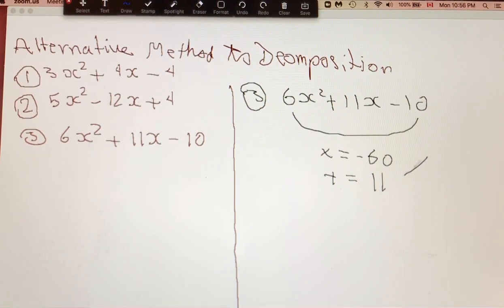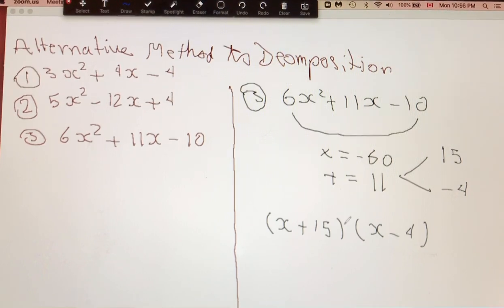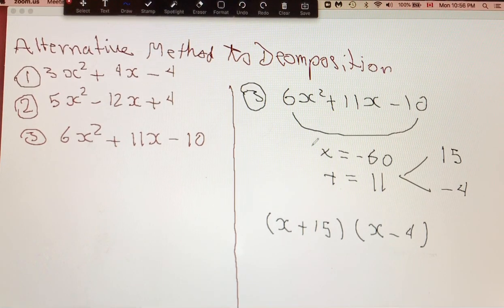The two numbers are 15 and negative 4. They multiply to give me negative 60 and add to give me positive 11. So now we go x plus 15, the two numbers that we got, and x minus 4, and close the bracket. Again, it doesn't stop right there. We have to look at the coefficient of the x squared, which is 6. That means we have to divide both numbers here by 6.